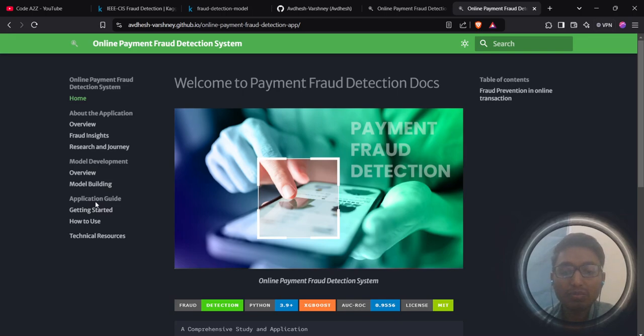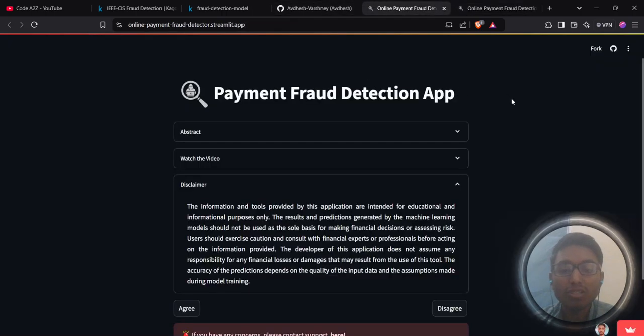So let's come back to our point and see. Finally, I deployed the whole model using Streamlit, which is an open source Python library for building interactive web apps. Sounds like a lot, right? Don't worry, I will break it all down for you.